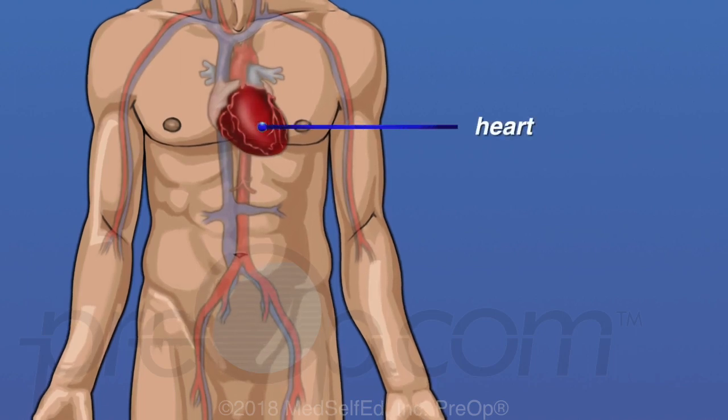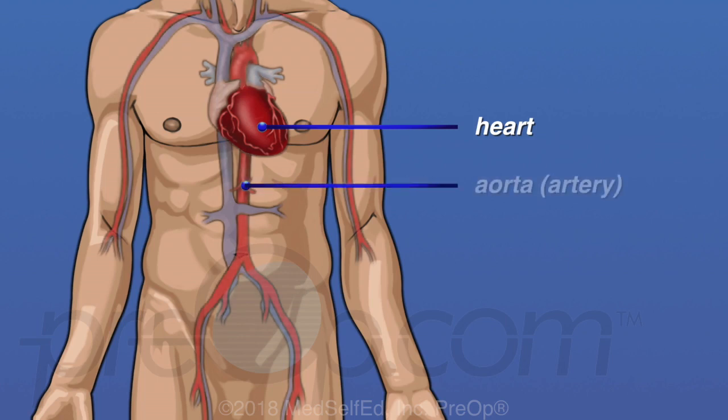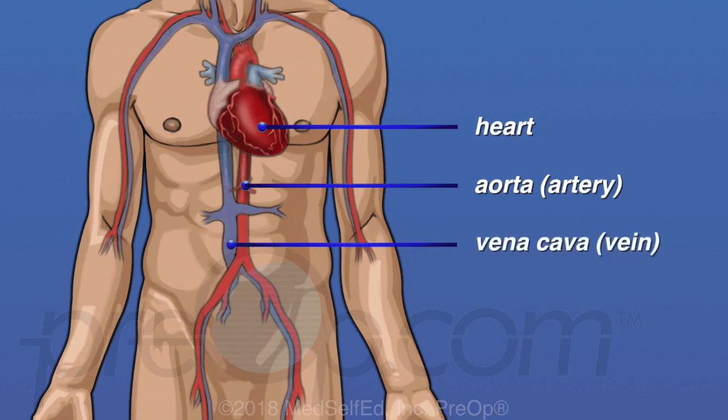Your heart is in the middle of your chest, under your ribs. It is the muscle that pumps blood to the rest of your body. Blood flows through tubes called blood vessels. The aorta is the largest artery in the body, and the blood it carries is rich with oxygen. Veins are a different type of blood vessel that carry blood back to the heart. The vena cava is the largest vein in the body. It carries oxygen-poor blood back to the heart.